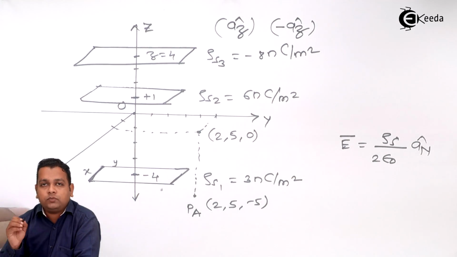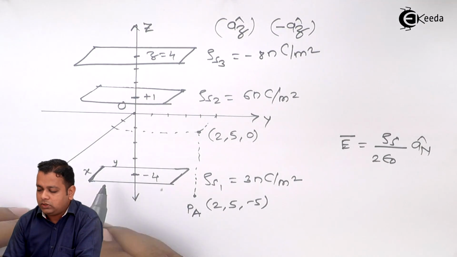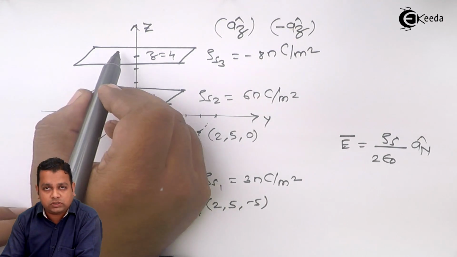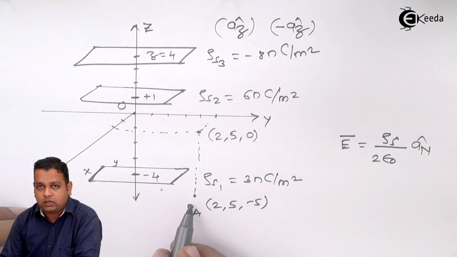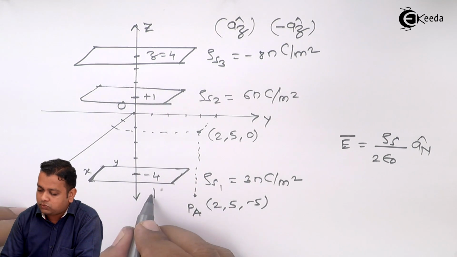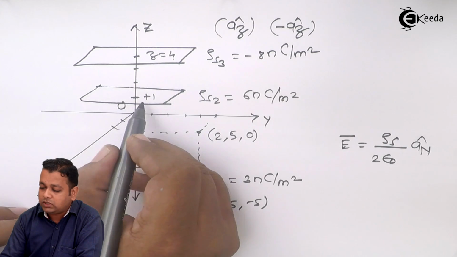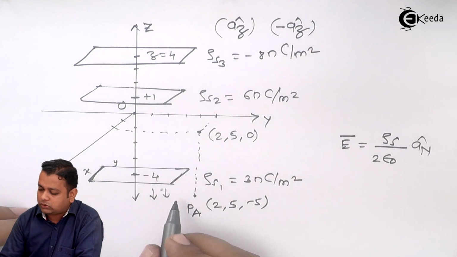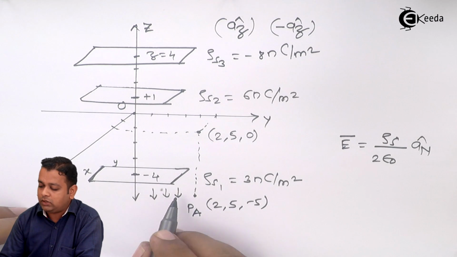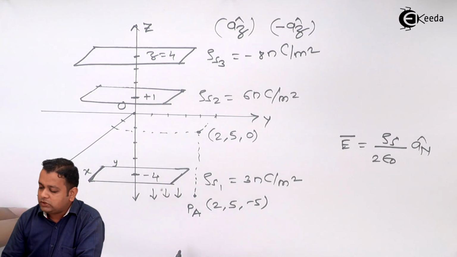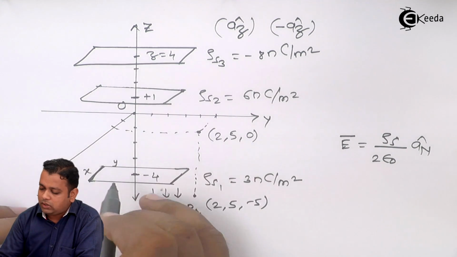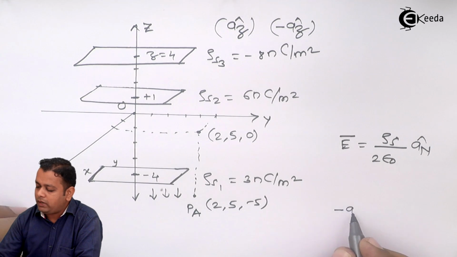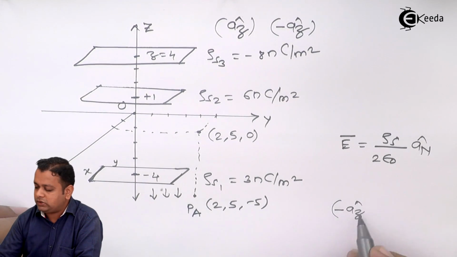So now, from the source to the field point. This is the first source, this is the second source, this is the third source. The field point is here. So from the first source, I have to select this direction. From the second source, again this direction. From the third source also this direction. All are downwards. That is why for the 3 cases I have to select minus az cap directions.